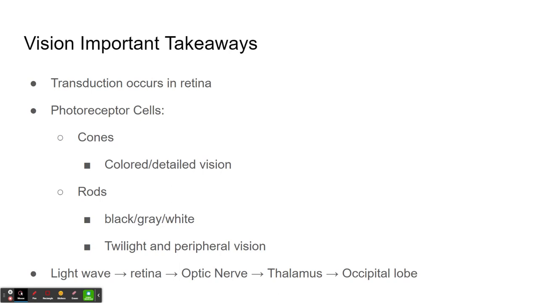And then you have your rods, which are responsible for your dark colors, your black and gray, and for your twilight vision when it's dark outside, nighttime, and your peripheral vision. First, you'll have a light wave, which will go into your retina, and then to your optic nerve, and then to your thalamus, and then to your occipital lobe to be processed more. This is the pathway of a light stimulus or light energy.